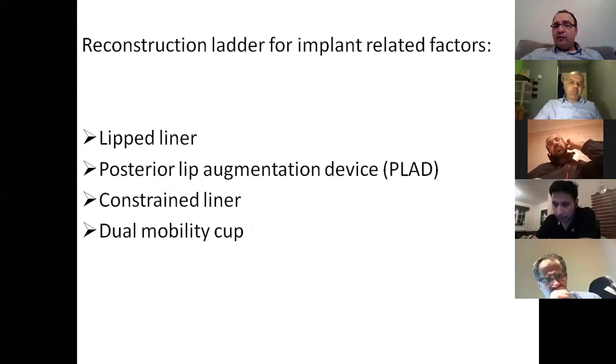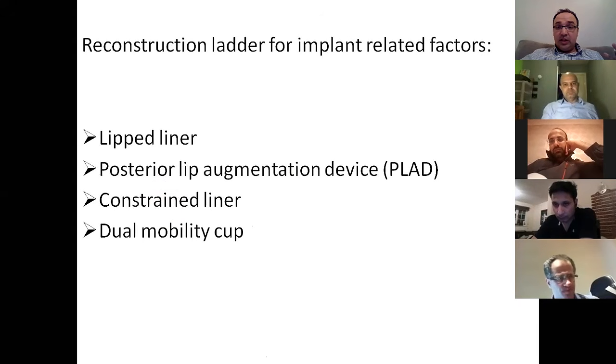Now, the reconstruction ladder for implant-related factors. Obviously, if it's a patient-related factor, we have to treat that patient-related factor, whatever it is. If it's a surgeon factor, if there is impingement, that has to be removed. If there is a reduced offset, that has to be corrected, most of the time surgically. Obviously, you could put in an implant that has a higher offset or extended neck. If it is an implant-related factor, that cannot be adjusted. It has to be implant treatment, so change the implant in one way or another.